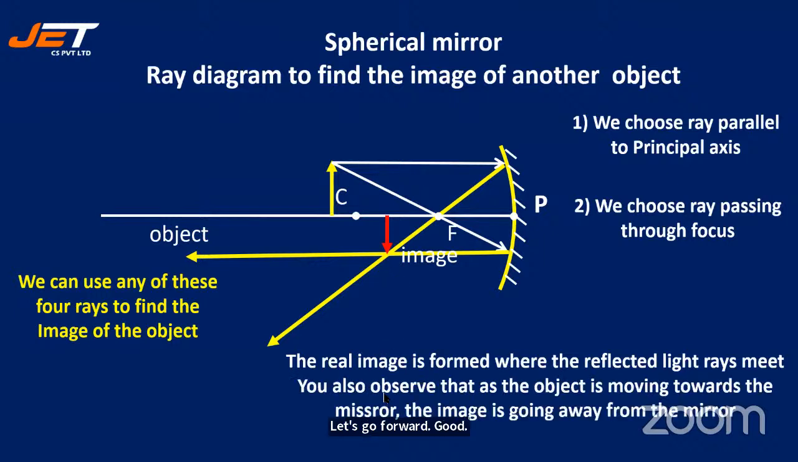Now see, what's the observation? You observe that as the object is moving towards the mirror, the image is going away from the mirror. When the object was here, my image was somewhere here. When the object came here, my image came somewhere here. Now when the object is at C, my image is here. If the object coincides with C, what happens to the image? Coincides with point C.